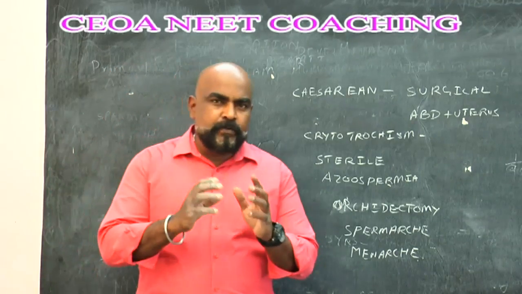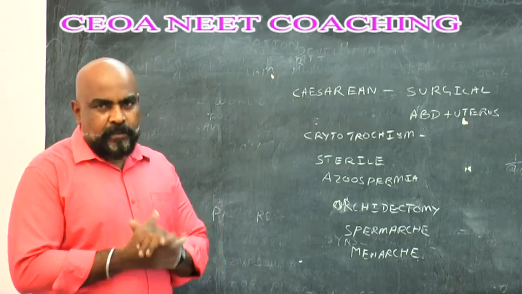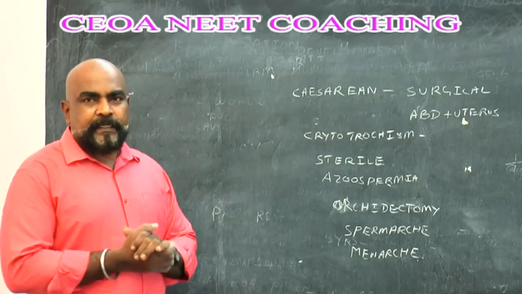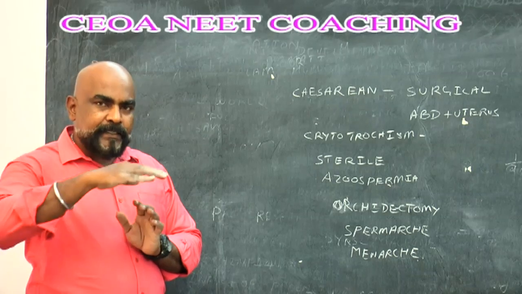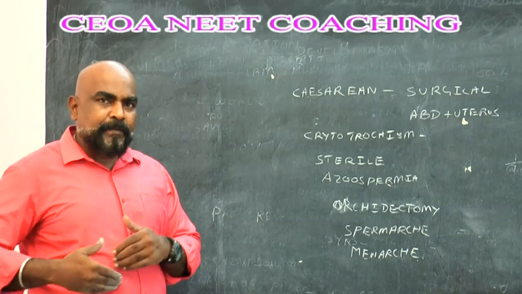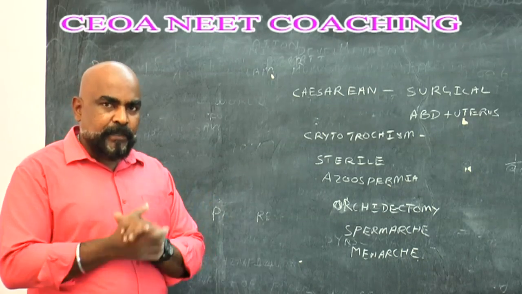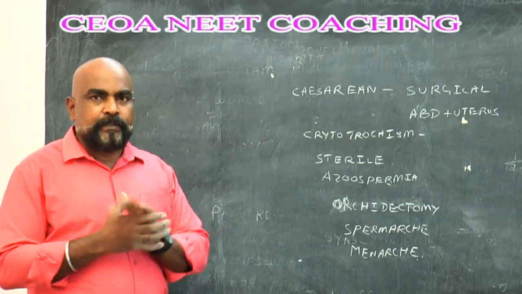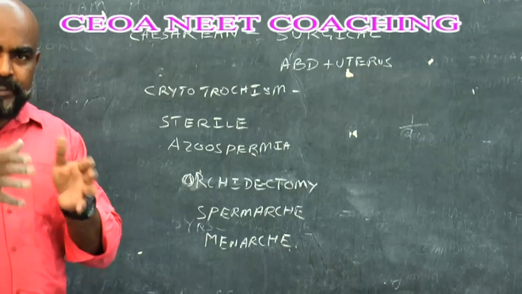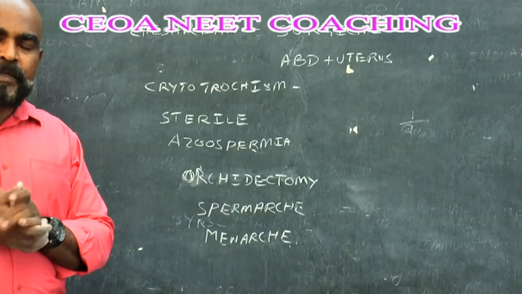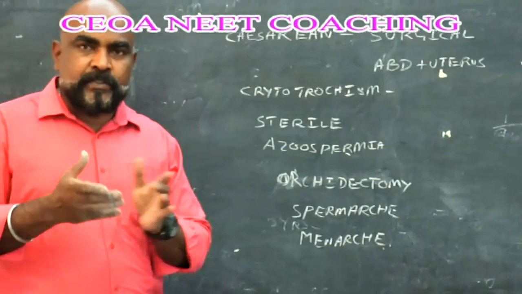Now let's see a few terminologies related to this topic. First is cesarean. Cesarean means making a surgical incision in the abdomen and in the uterus of the mother to take the baby out. This is done when the baby's position is incorrect or because of the health conditions of the mother.